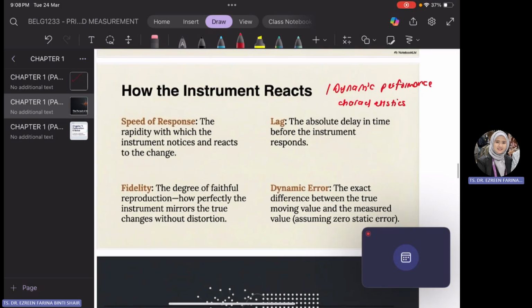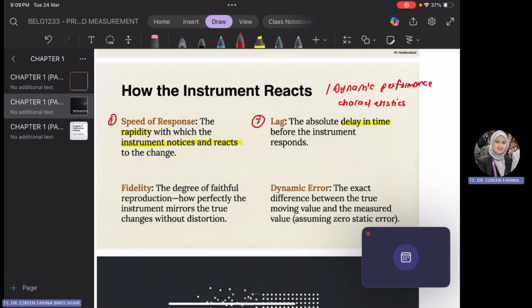The first one is the speed of response. How fast is the response? The rapidity with which the instrument notices and reacts to changes. The second one, we look into the lag. Lag is actually a delay, the delay before the system responds. So we call it lag.